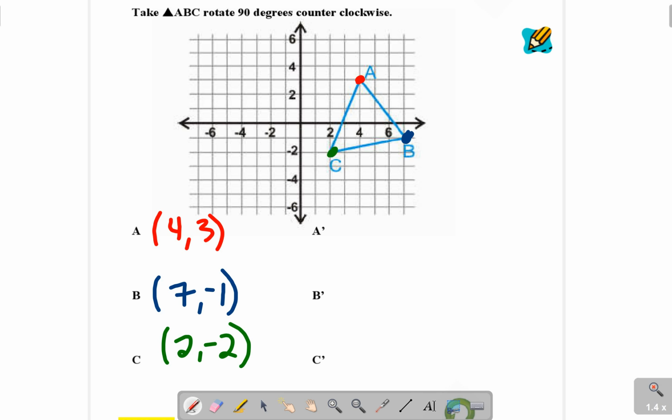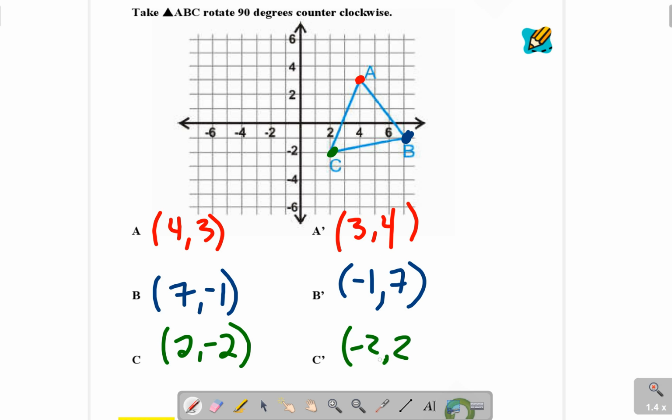All right, step 1, you do this in 2 steps. So step 1, we're just going to switch. So if we have 4, 3, then we change it to 3, 4. -1, 7. -2, 2. Now, remember to estimate where we're going here.